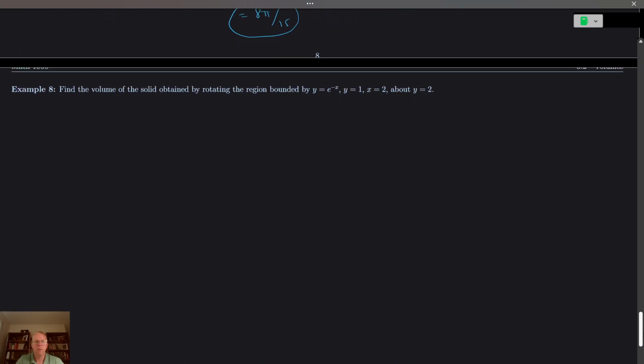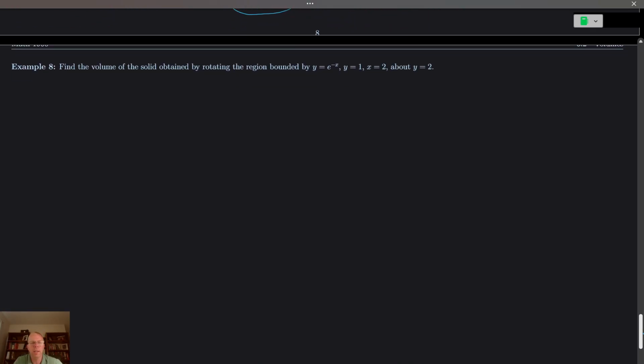All right, let's look at another one. So we got y equals e to the negative x, y equals 1, x equals 2, and y equals 2 again. All right, so e to the negative x is going to look something like this. That, of course, is going to be at 1. Y equals 1, so that's coming like this. X equals 2 is coming like this, so we have this shaded area.